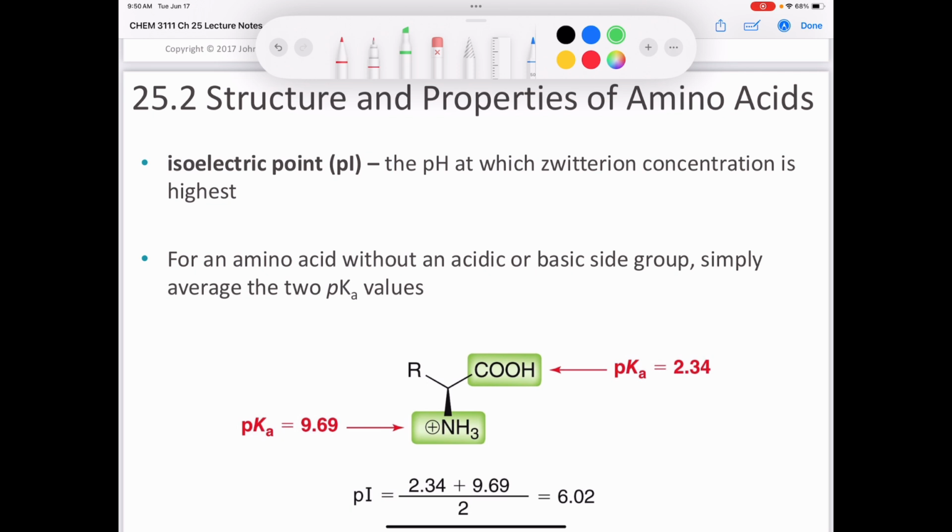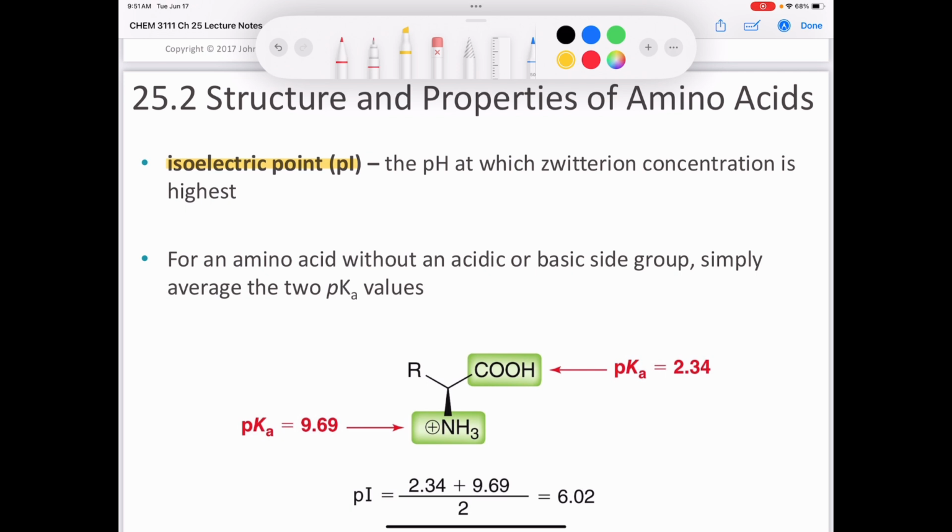For each amino acid, there's a specific pH at which the concentration of the zwitterionic form reaches its maximum value, and we call this the isoelectric point, or the pI. So isoelectric point, you definitely need to know that. And each amino acid has its own unique isoelectric point. For amino acids that don't have an acidic or basic side chain, so that would mean the polar groups or the nonpolar groups, the isoelectric point is just the average of the two pKa values, pKa1 and pKa2.